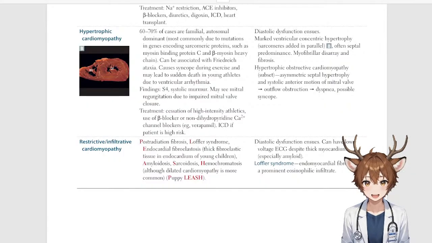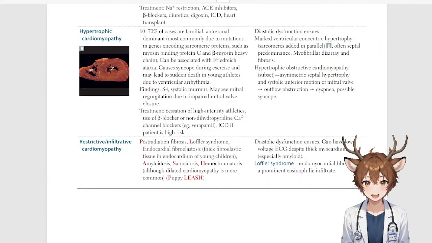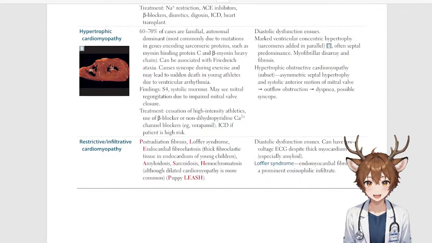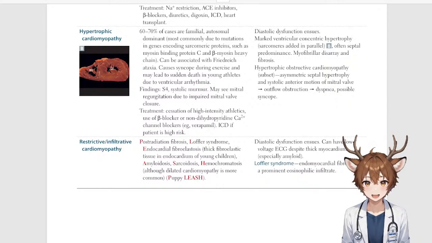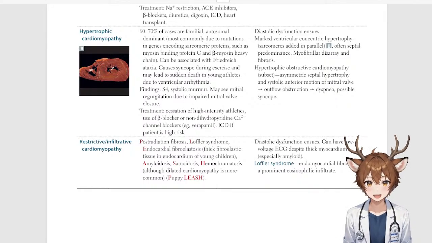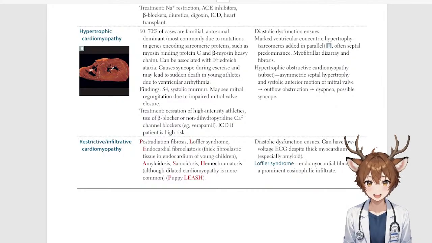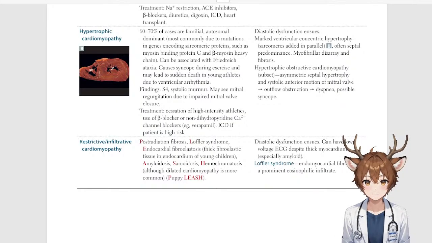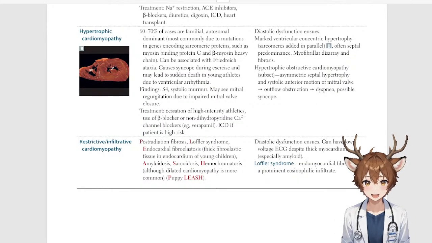Hypertrophic cardiomyopathy. 60 to 70% of all cases are familial, autosomal dominant, most commonly due to mutations in genes encoding sarcomeric proteins such as myosin-binding protein C and beta-myosin heavy chain. It causes syncope during exercise and may lead to sudden death, that is to say in young athletes due to ventricular arrhythmias. Findings: S4, systolic murmur, and possible mitral regurgitation due to impaired mitral valve closure.